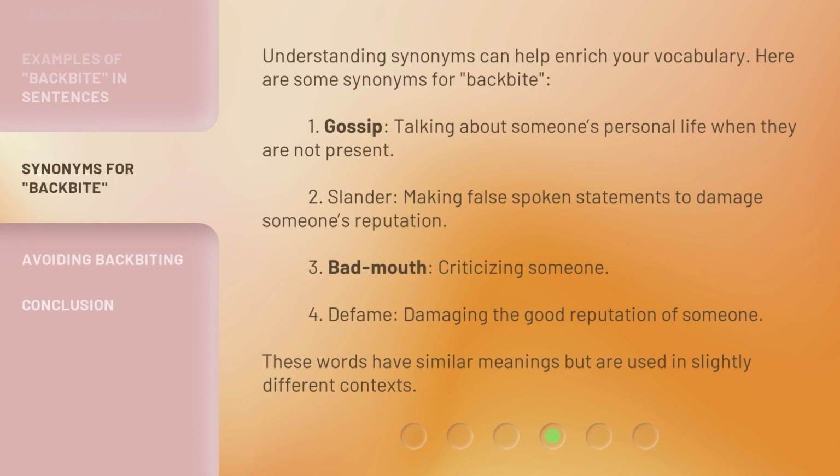Understanding synonyms can help enrich your vocabulary. Here are some synonyms for backbite. 1. Gossip. Talking about someone's personal life when they are not present. 2. Slander. Making false spoken statements to damage someone's reputation. 3. Badmouth. Criticizing someone. 4. Defame. Damaging the good reputation of someone. These words have similar meanings but are used in slightly different contexts.